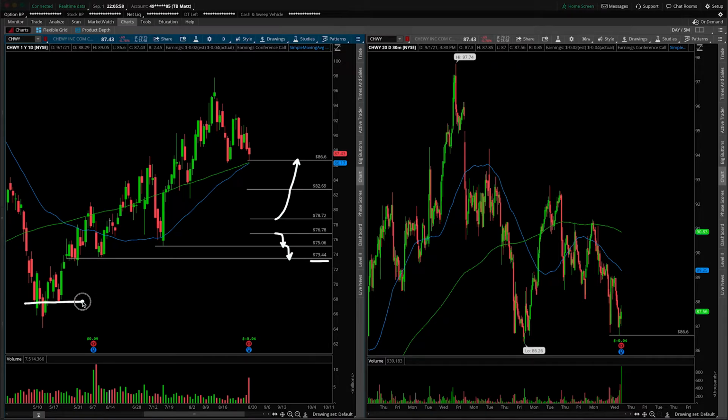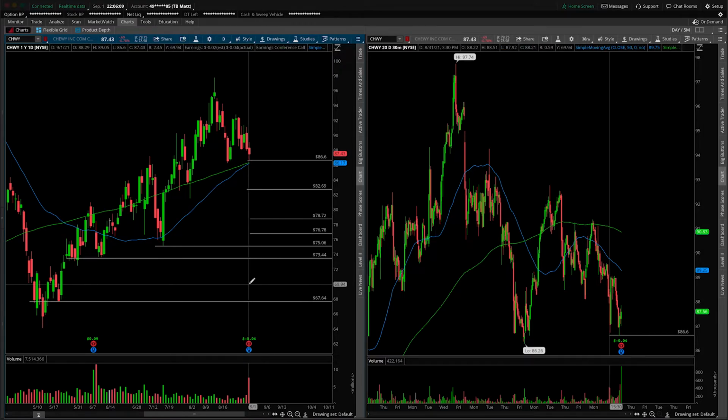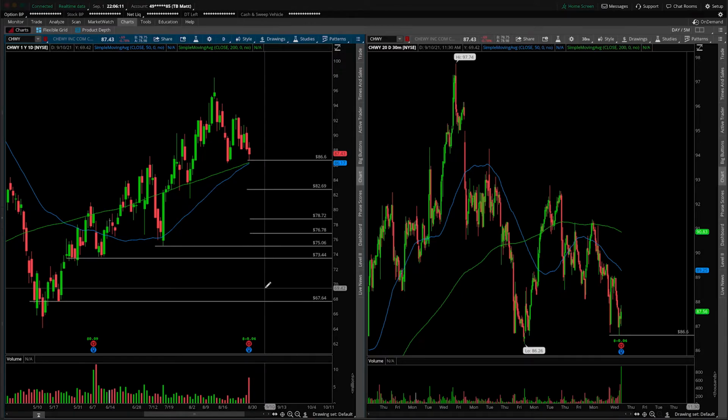I would argue it's splitting the difference of these lows close to about 68. Let's see what that number actually is. So 67.64, off by just shy of 35 cents, give or take. Anyways, that would be the next major structural area that I'm seeing from the daily perspective.